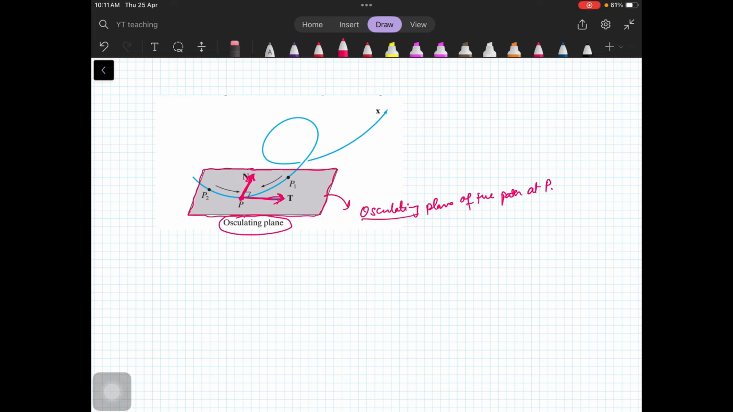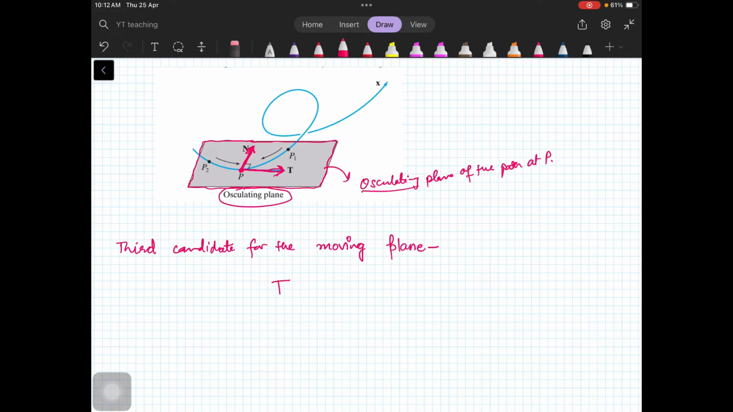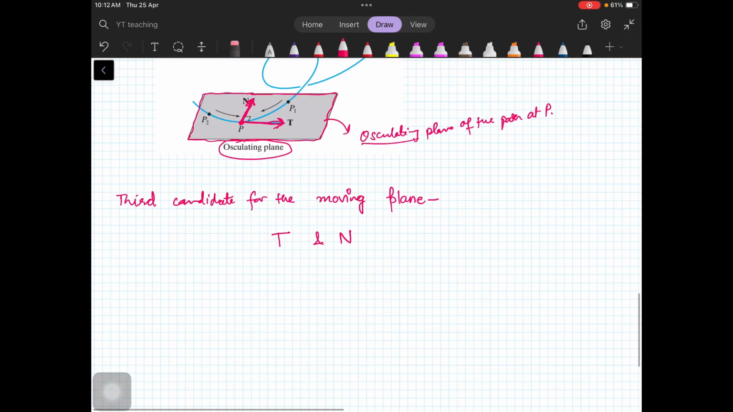Now we need our third candidate for the moving frame. Can you tell me who should be our third candidate? I gave you two vectors T and N, which are both unit and perpendicular. What about T cross N? The cross product of vectors T and N, call it the B vector. This B vector is called the binormal vector.